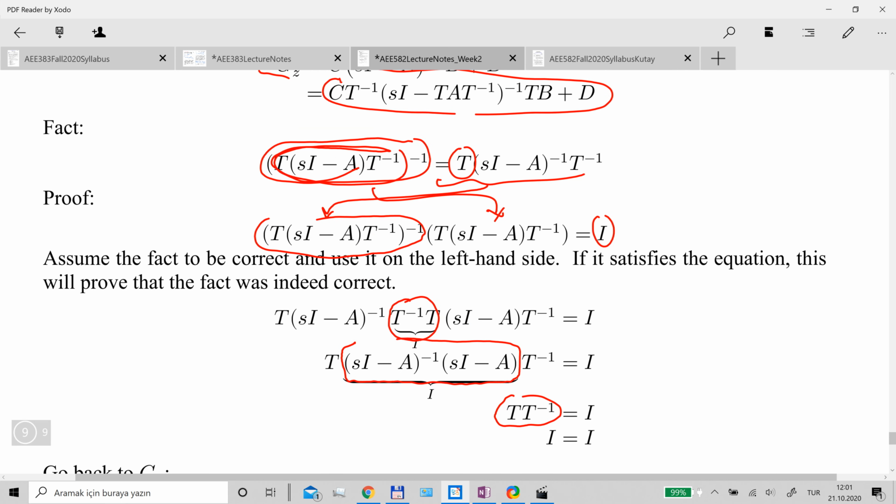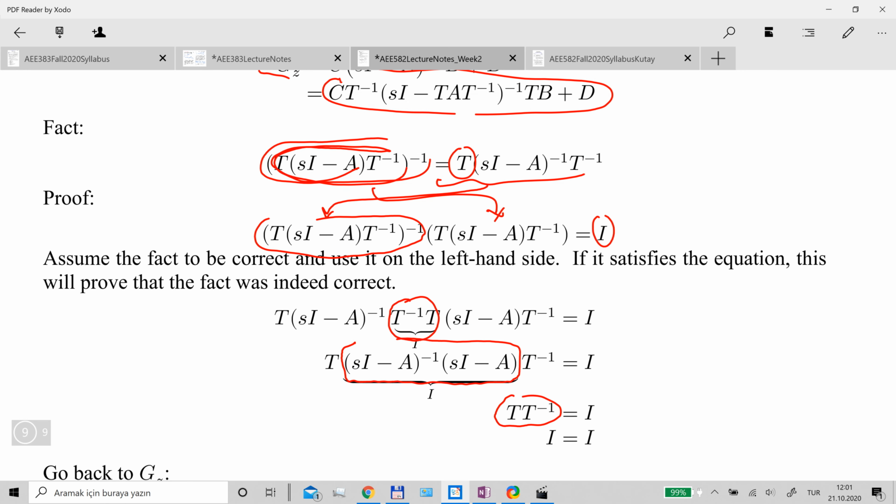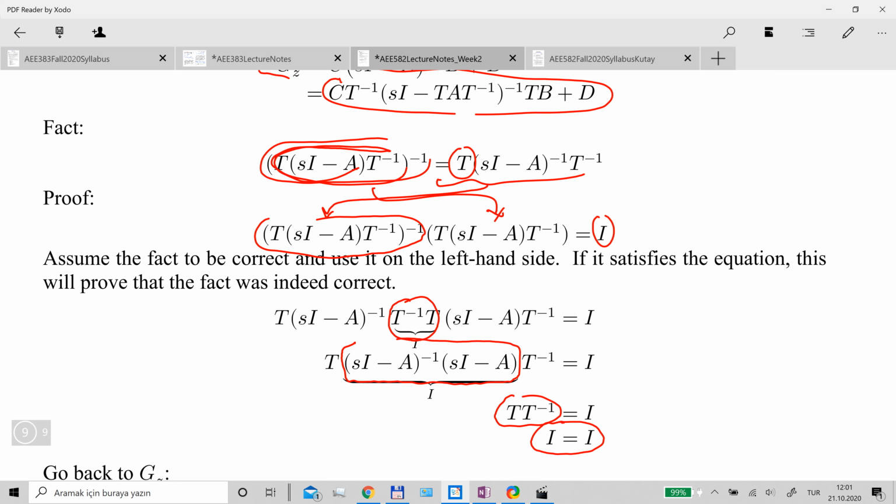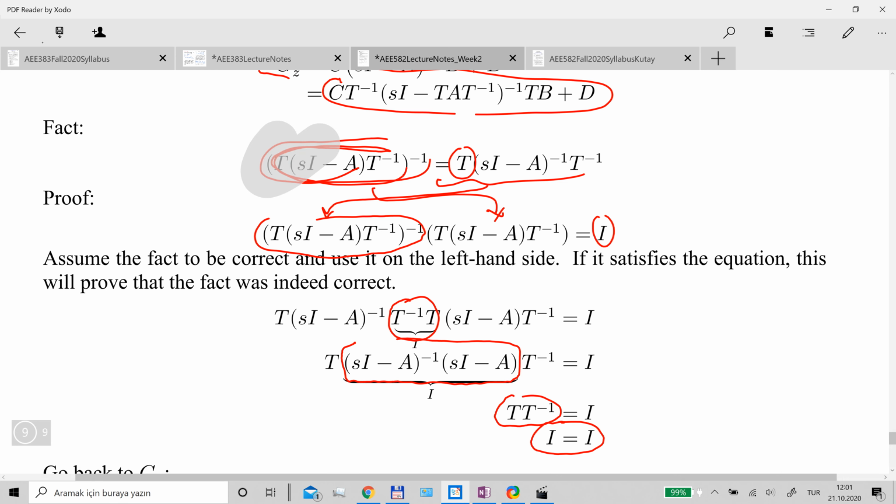So if you assume this identity, you can easily show that identity satisfies identity is equal to identity, which proves that the fact we wrote here is correct.